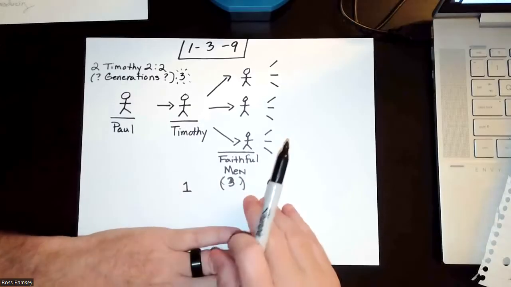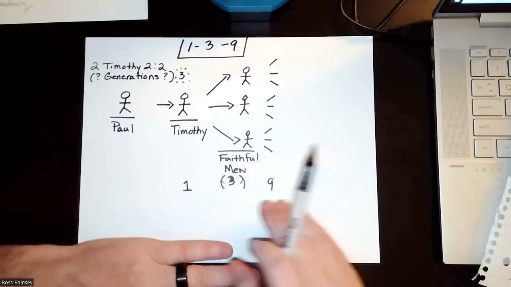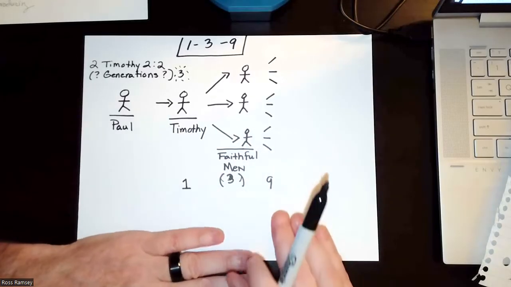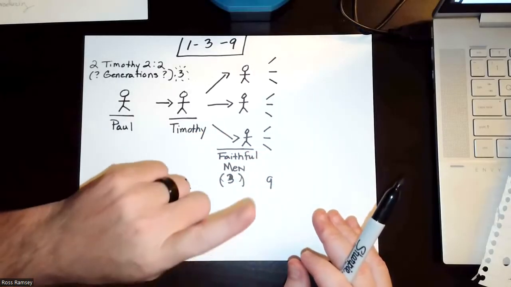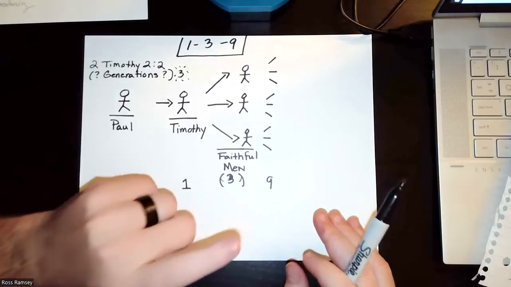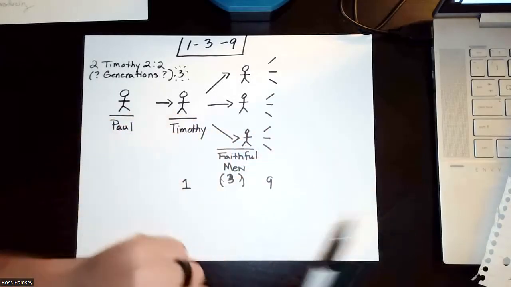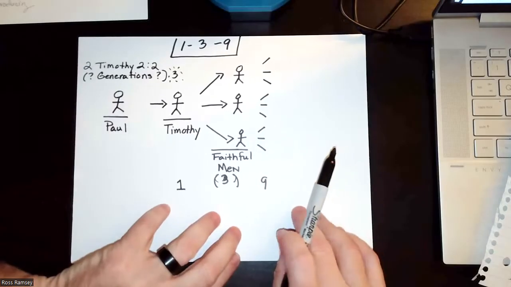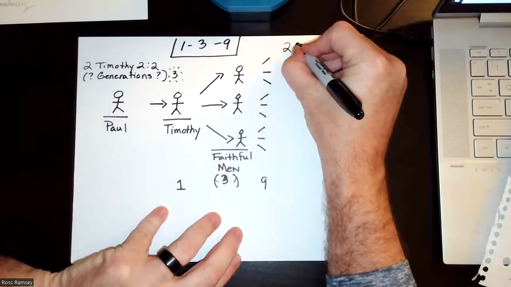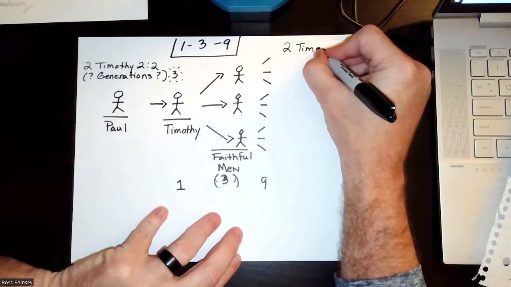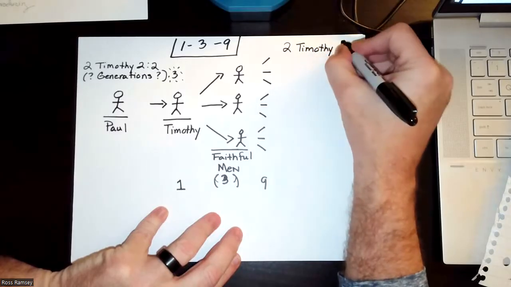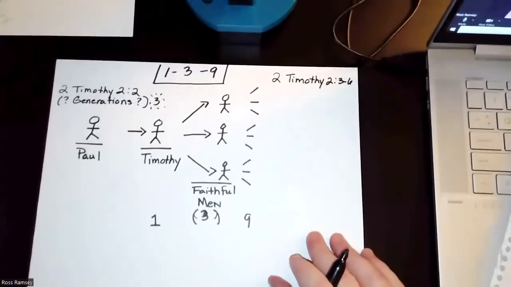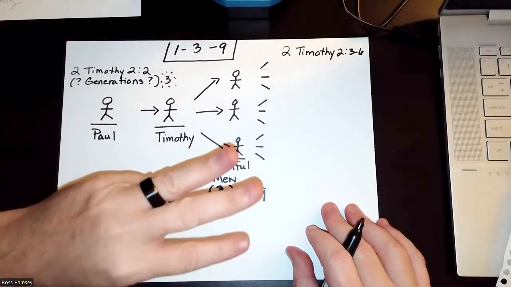However, in the following verses, I believe it's 3 through 6, we see Paul using three very distinct illustrations of the kind of person Timothy should be. And by extension, we believe that that's exactly what you should be looking for. So what we want to do over here is write 2 Timothy. We're just going to keep reading the verses that come after chapter 2, verse 2. And what we're going to see is that Paul gives us three very distinct illustrations.